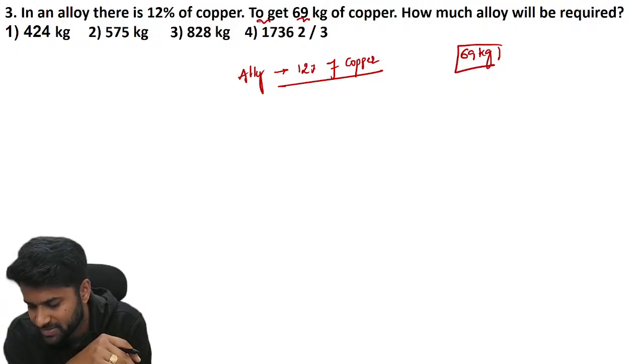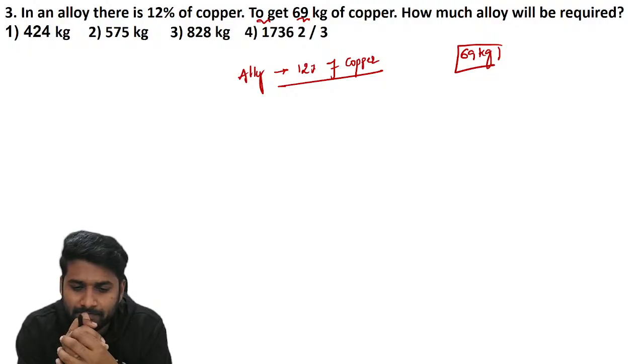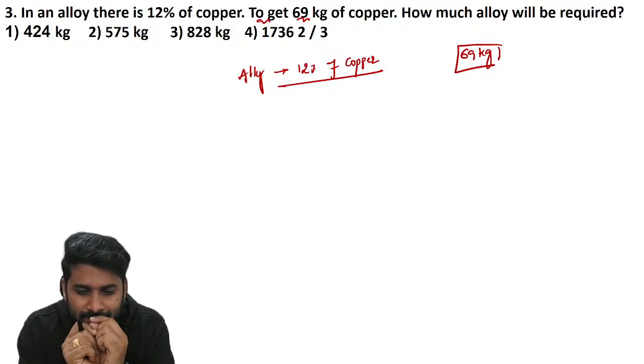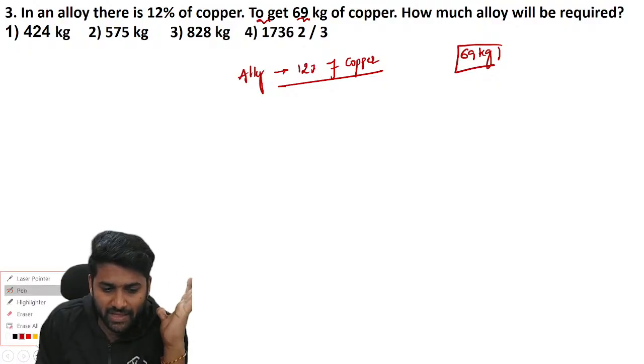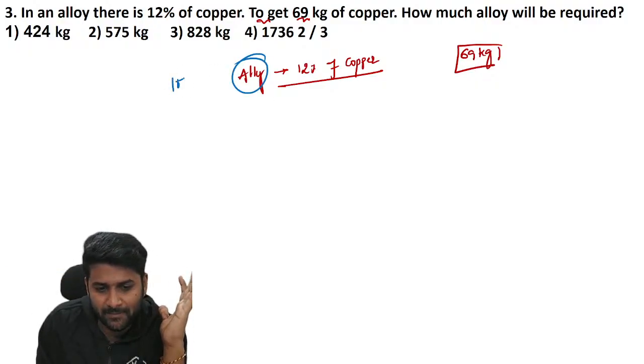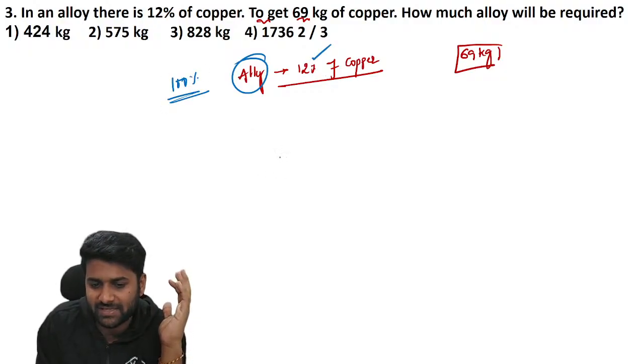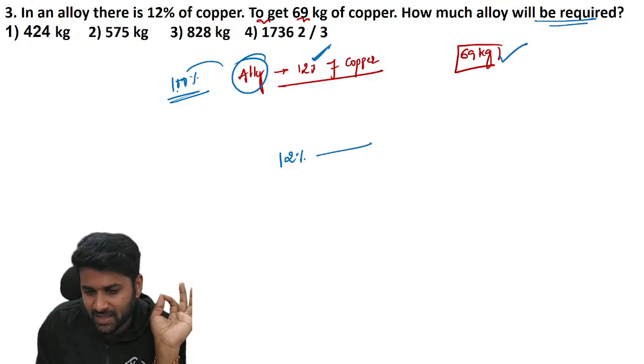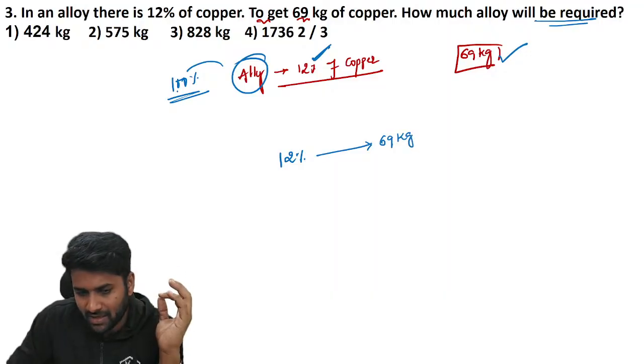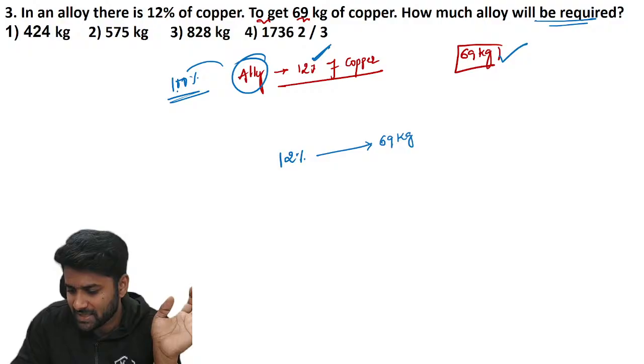Understand the basic information first of all. See, understand that there is an alloy. Any mixture is 100%. Out of 100%, 12% is copper. It means out of 100% of alloy, 12% is copper. To get 69 kg of copper, how much alloy is required? Simple comparison. If 12% is equal to 69 kg, why? Because out of the given alloy, 12% is copper. That is the given information.